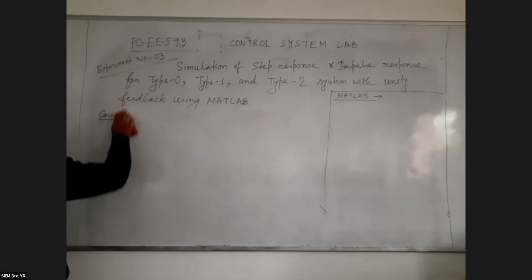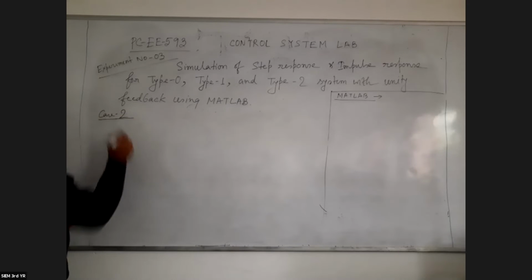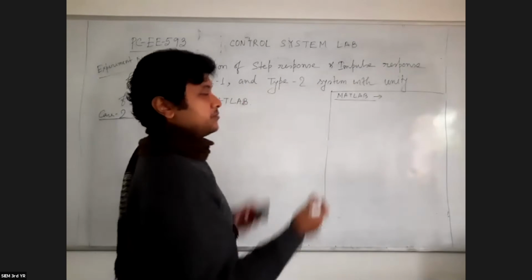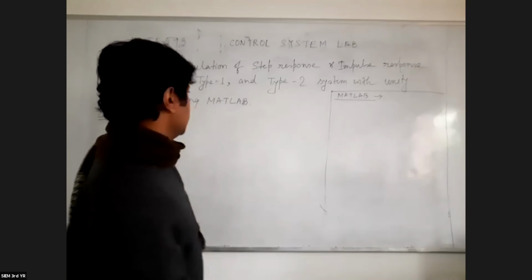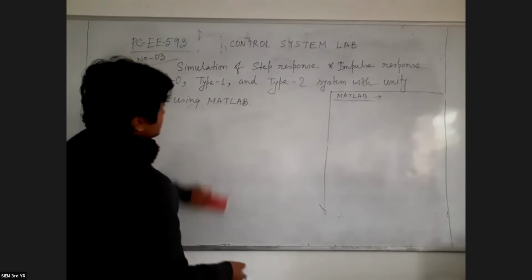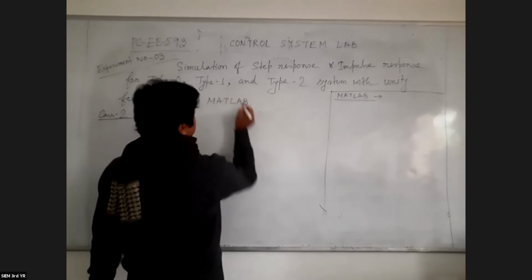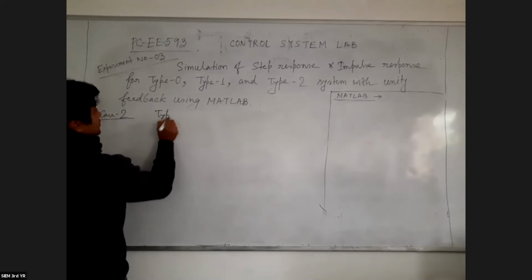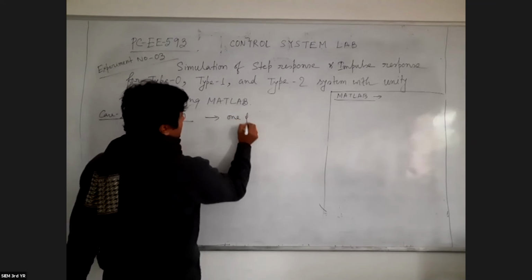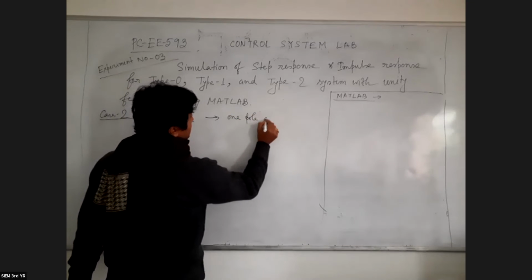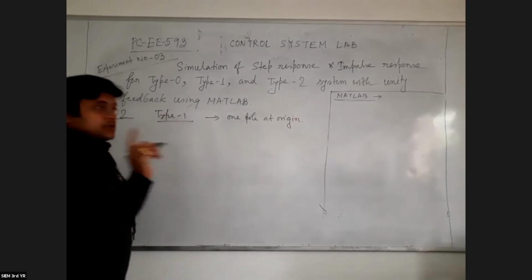Now case 2 we will do. I will not show you the derivation here, because I have already discussed this in your previous classes. Please see your class recordings. Type 1 system means one pole at the origin.